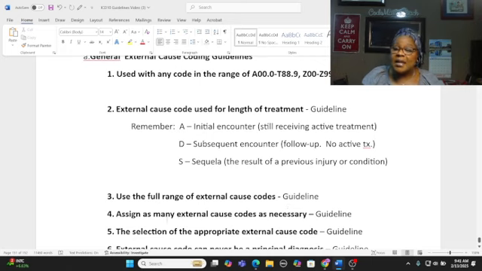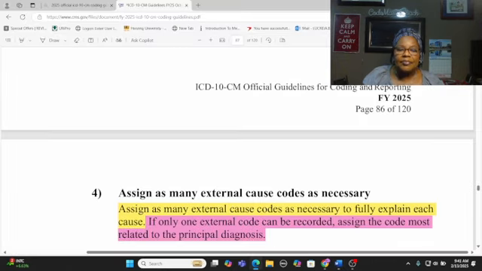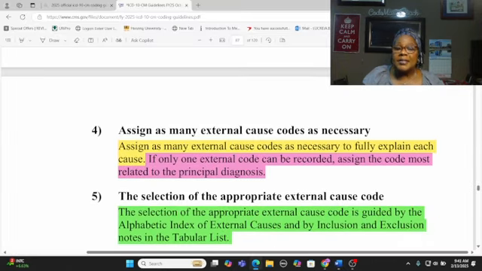4. Assign as many external cause codes as necessary. Let's go to the guidelines. Assign as many external cause codes as necessary to fully explain each cause. If only one external code can be recorded, then assign the code most related to the principal diagnoses. Straight from the guidelines.